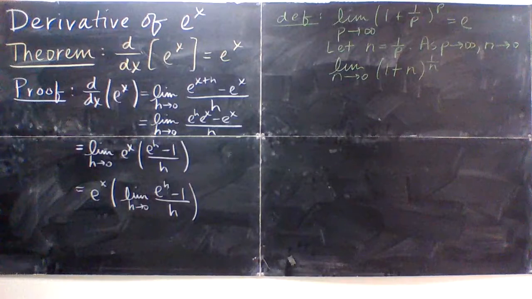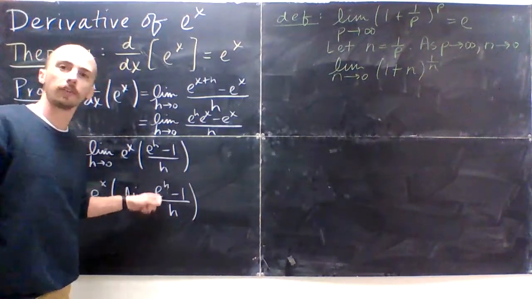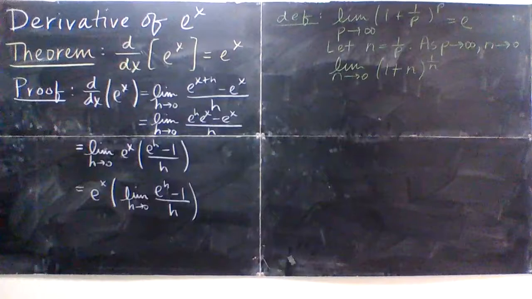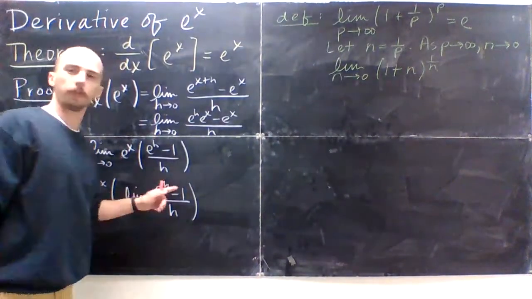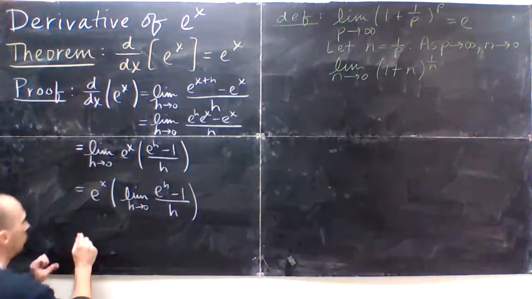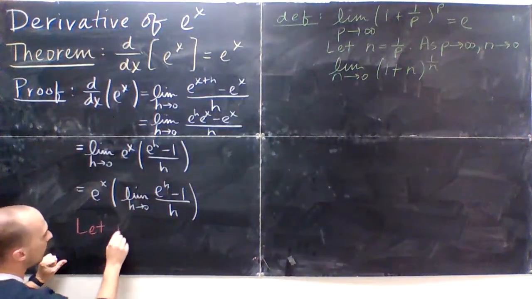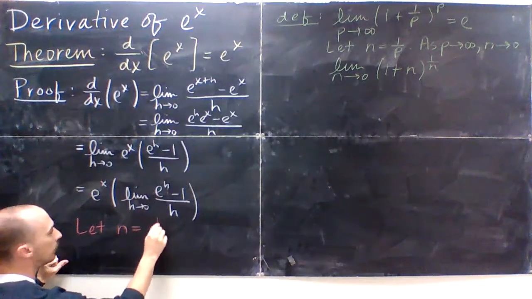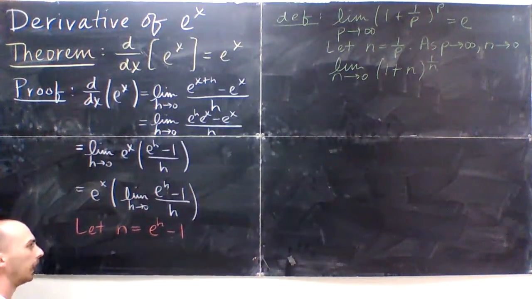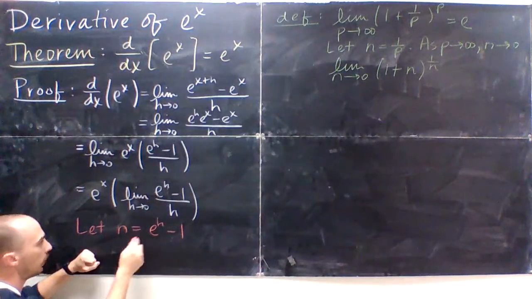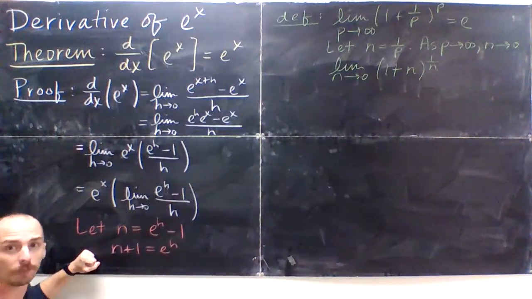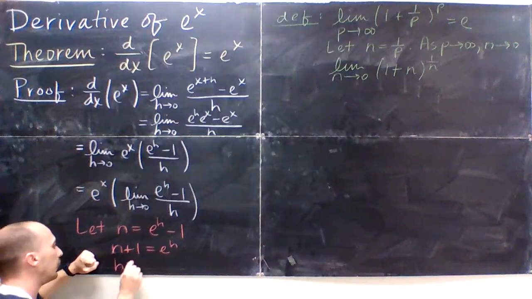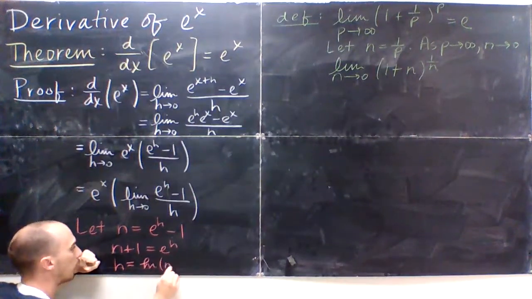All right? And now what I'm going to do is start working on this thing. I've got this idea. Let n be the numerator of this fraction. So let n equal e to the h minus 1. That would mean that n plus 1 equals e to the h. And if I'm going to substitute on this and get rid of all the h's, then I probably want to get rid of that h as well. So I'm just going to solve for h right here and say h is the log of n plus 1.